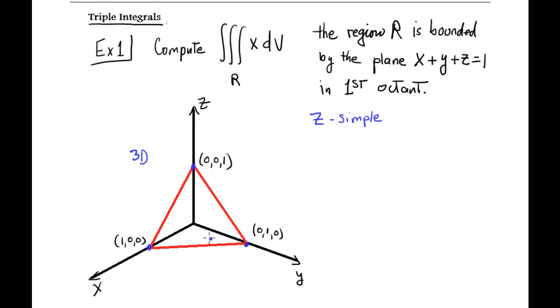I go from z equals 0 to the z of the plane. So z is in between 0 and the z of the plane, that you isolate here is 1 minus y minus x. This is the wall of the plane here, here, to this, to this. Now, okay, this is one possibility.